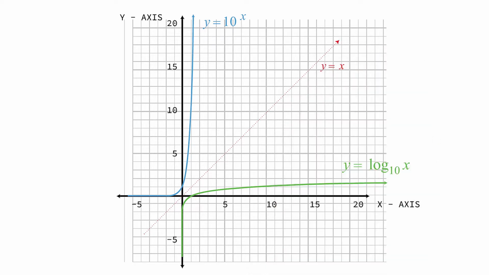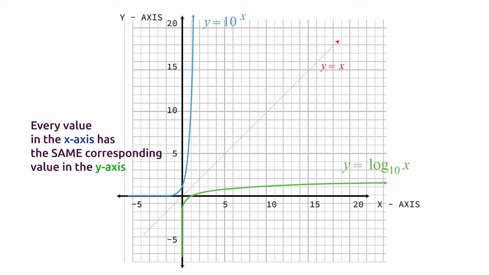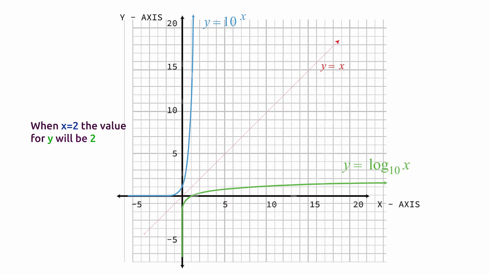The reason why we call this the graph of y equals x is because for every value of x, we have the same corresponding value for y. For example, if x is 2 here, the value for y on that same line will be 2. If x is 4, the value for y will also be 4. And so it is easy to note that x and y can be interchanged on this line.